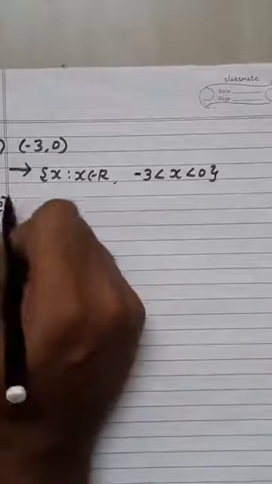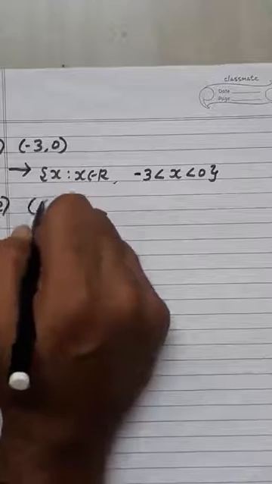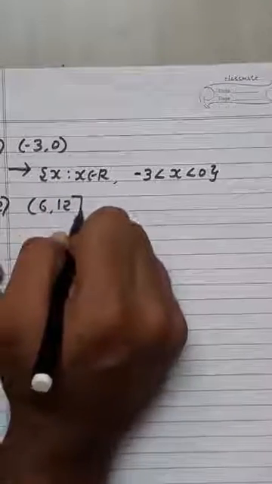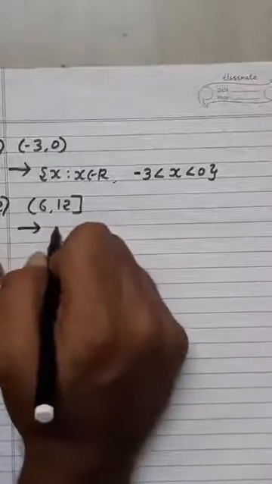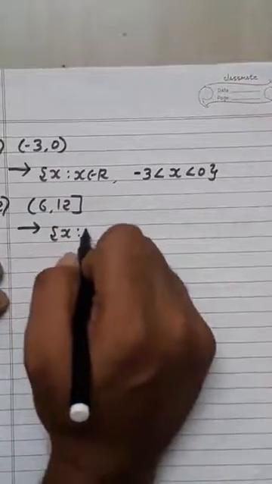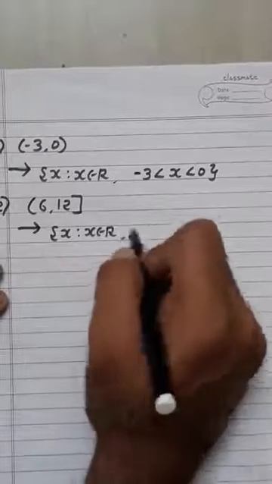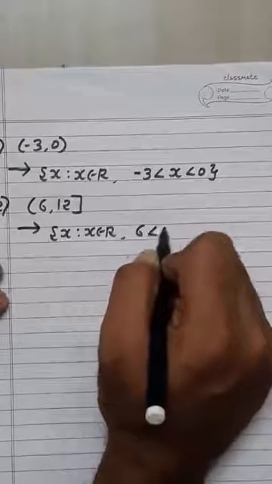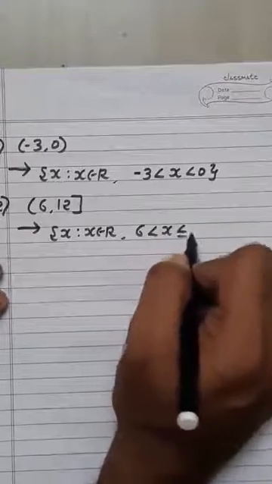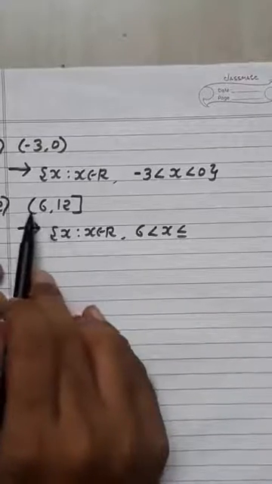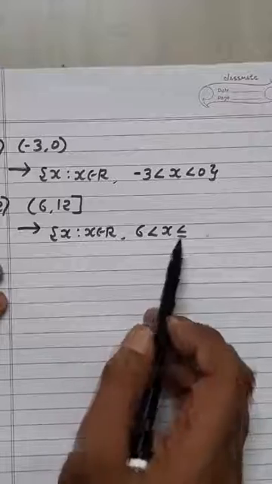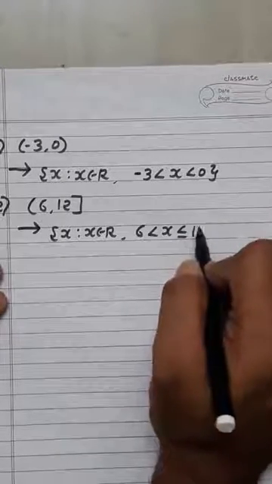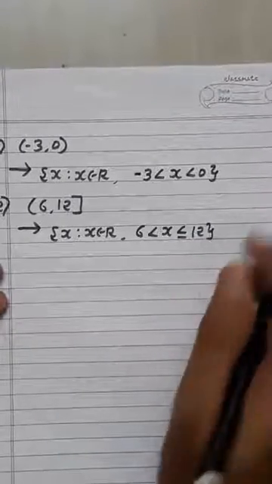Second one, open-close (6, 12]. Again, how can it be written here? Set of x, where x belongs to R, comma, 6 less than x less than or equal to, because here the close interval form is present, that's why we write the equality, so 12, set over.